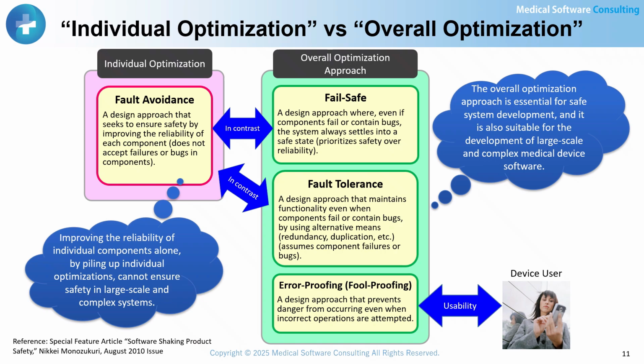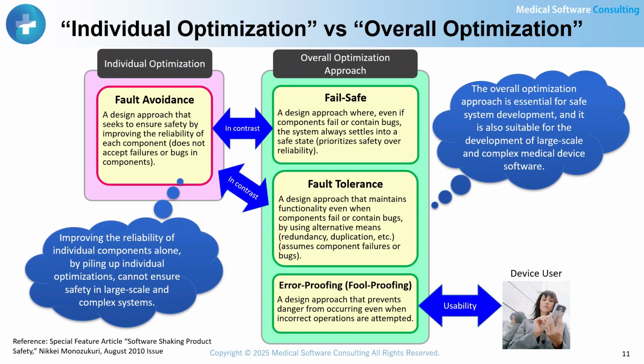On the right, we see the concept of overall optimization, which includes fail-safe, fault tolerance, and error-proofing, or foolproofing. Fail-safe means that even if individual components fail or contain bugs, the system will always settle into a safe state. In other words, safety is prioritized over reliability. Fault tolerance assumes that components may fail or contain bugs, but uses alternative means, such as redundancy or duplication, to maintain functionality. Error-proofing or foolproofing ensures that even if users attempt an incorrect operation, the system design prevents dangerous outcomes. This corresponds to risk management in usability.